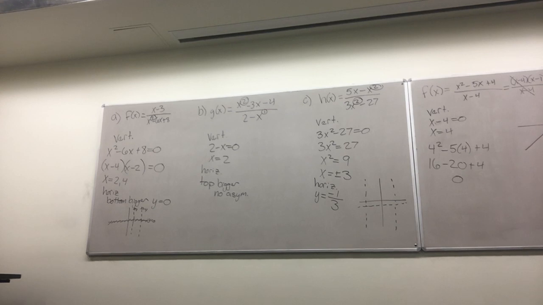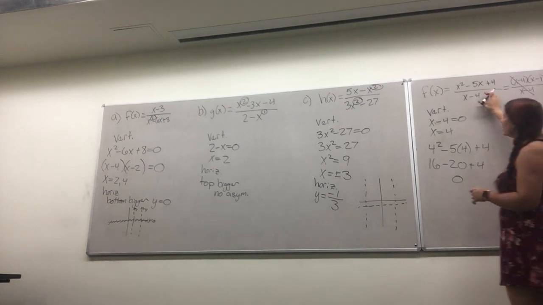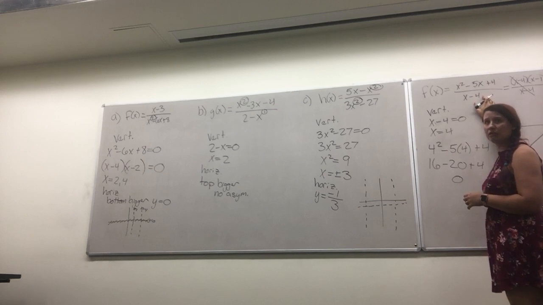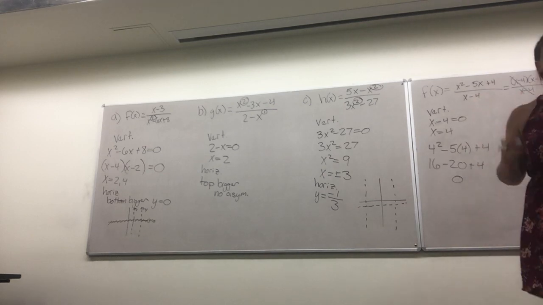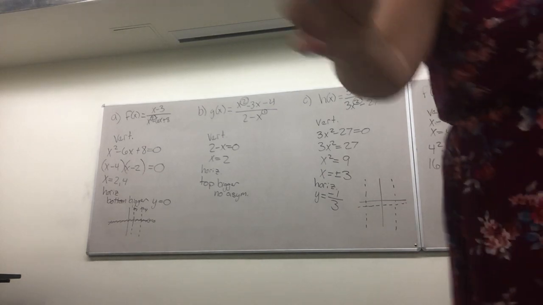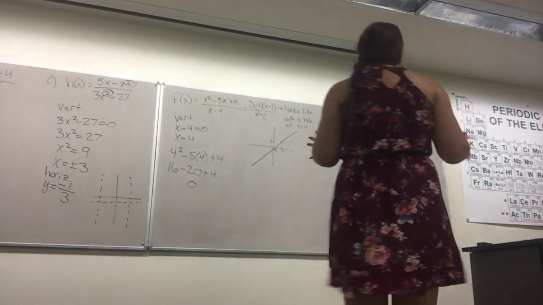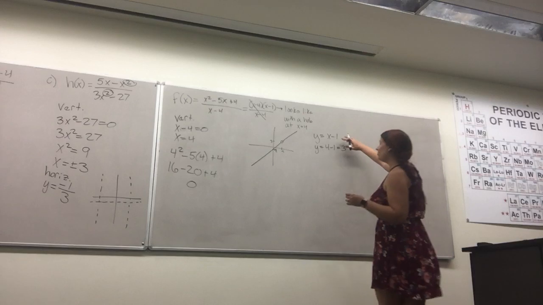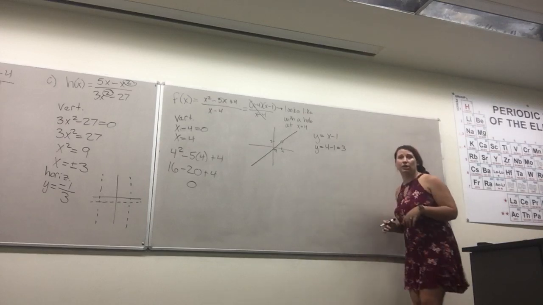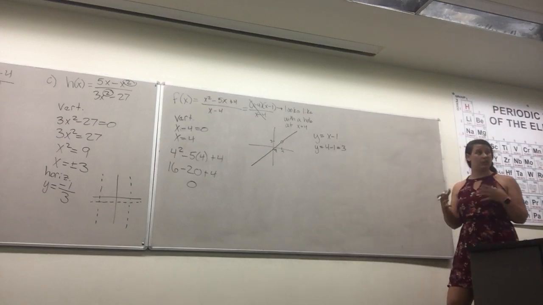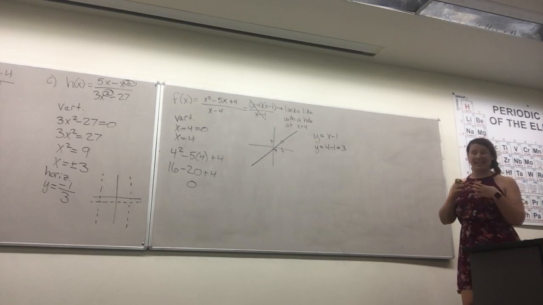Okay? It's really weird, but all we're saying is, because in the very original version of this function we had x minus 4 in the bottom, we can't plug 4 in. But every other place for this function, it behaves just like x minus 1. That's what it looks like. We just can't plug in 4.